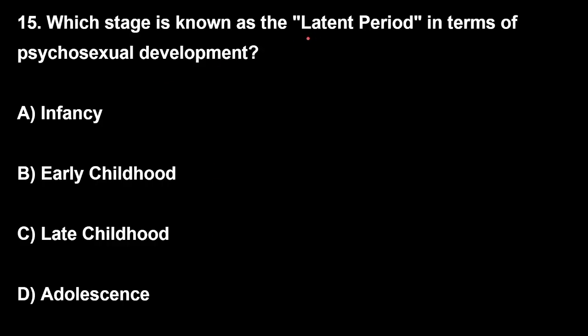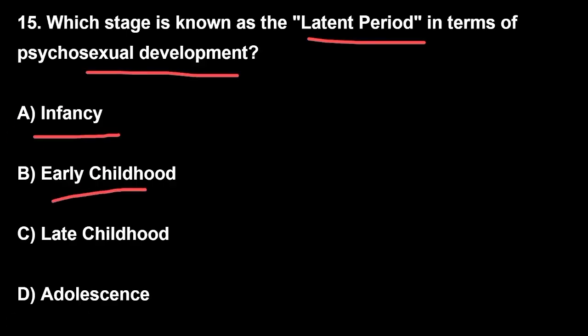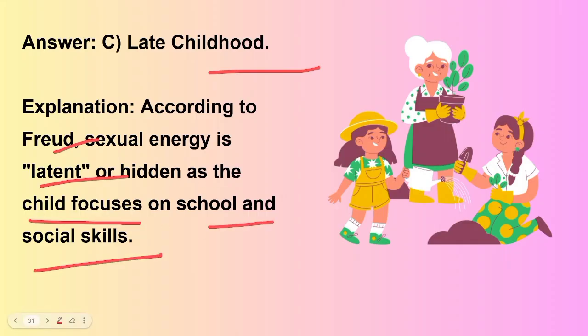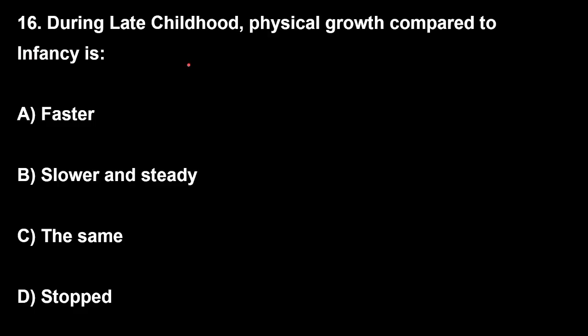Which stage is known as the latent period in terms of psychosexual development? Option A infancy, early childhood, late childhood, or adolescence. According to Freud, sexual energy is latent or hidden as the child focuses only on school and social skills. So the right answer here is late childhood.